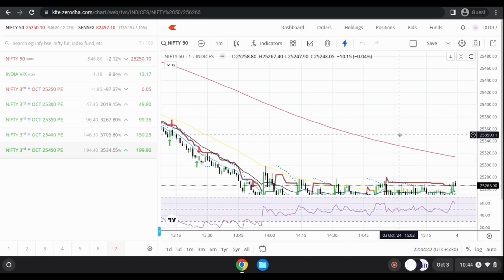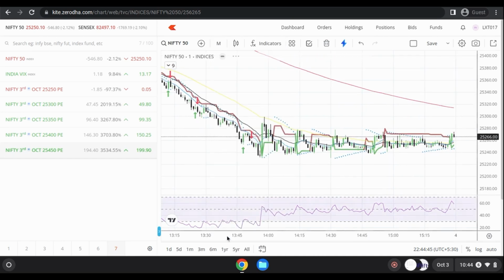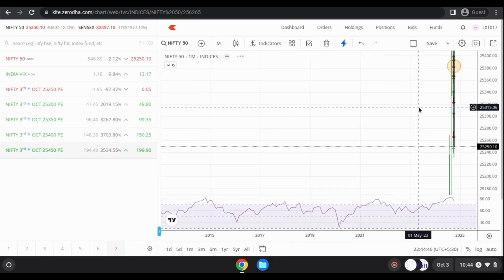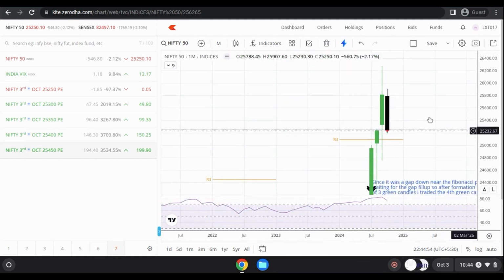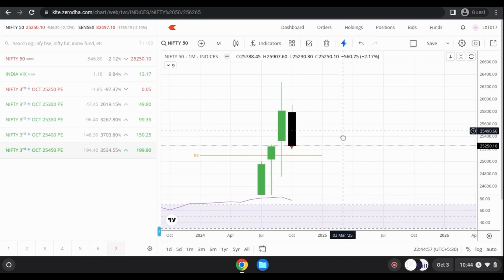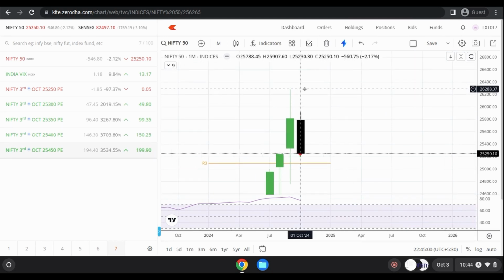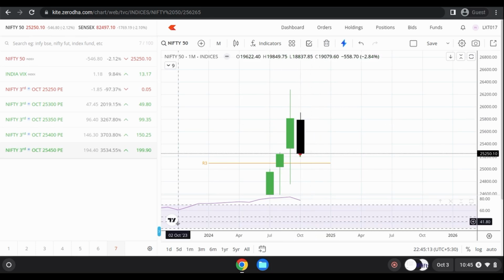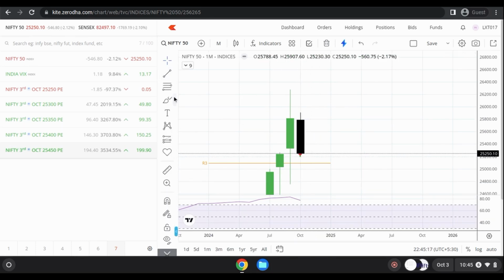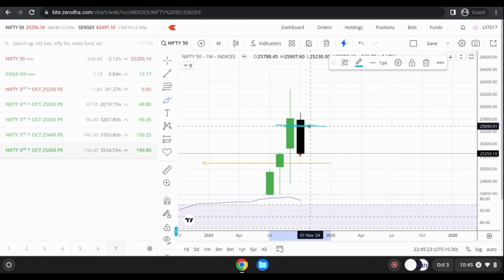This is the 1 minute chart. Let's go to the monthly chart. This was the all-time high of Nifty 50, right? The month had started day before yesterday, the October month, and it was somewhere around this level, I guess. Yeah, it was somewhere here.